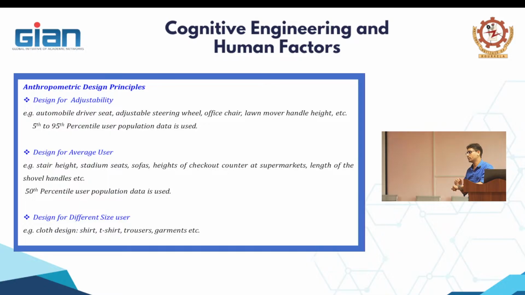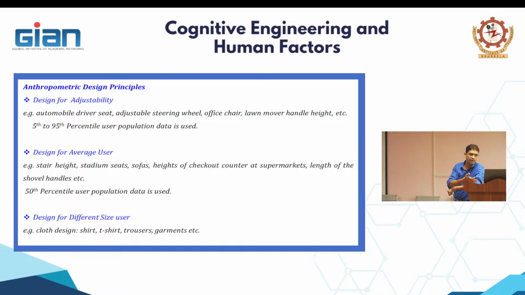The checkout counters in the different shopping malls, these are also based on the average user height. Then the design for different size users. The basic example is clothes, because clothing is something we cannot compromise with. That is why one particular type of dress comes in different sizes, correct.